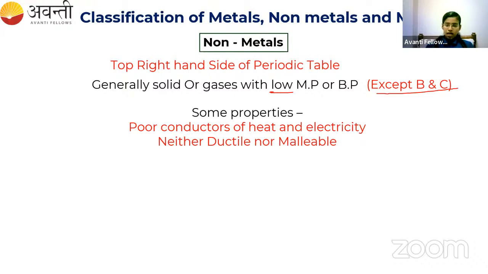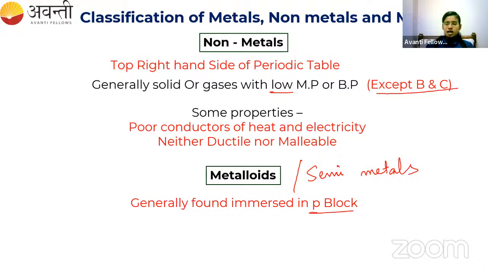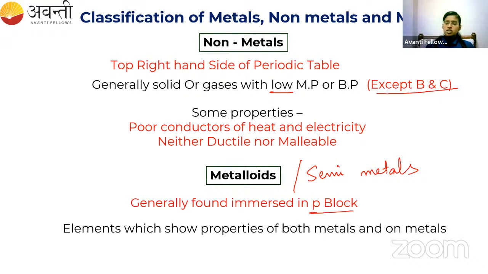Next, we have one more classification, which is called metalloids. Metalloids are also called semi-metals. You can find the metalloids mostly in the P block. The elements which show properties of both metals and non-metals are called metalloids. Clear for all of you?